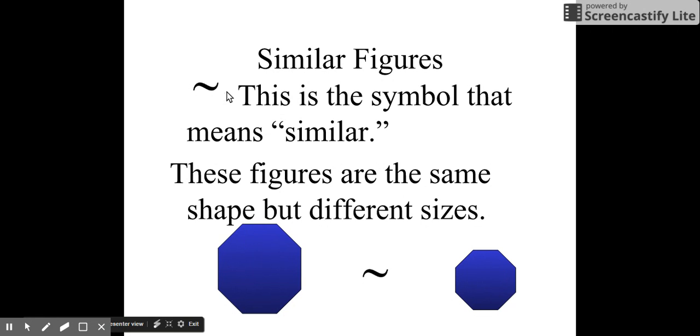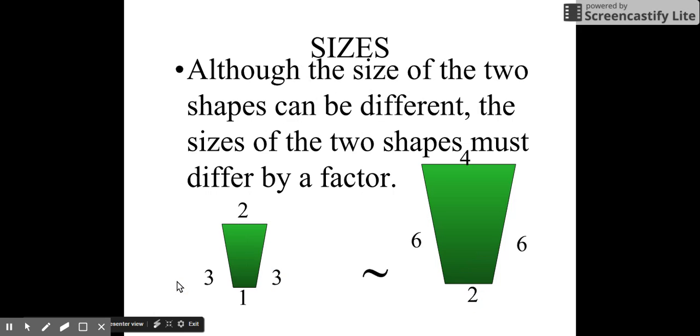Now, this symbol right here is a symbol that means similar. These figures are the same shape, but they're different sizes, so they are similar figures. Once again, looking back at that original example.